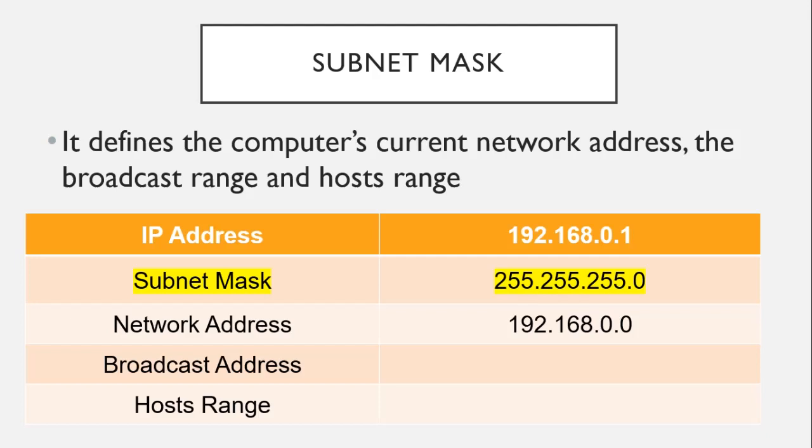Question? Okay, so let's start from scratch again. Pag katapat niya ay 255, kokopyahin yung IP address digit. Kapag katapat niya ay 0, magiging 0 sa network address. Okay. So 192, katapat si 255, kaya kokopyahin. Si 168, katapat si 255, kaya kokopyahin. Si 0, katapat si 255, kaya kokopyahin.